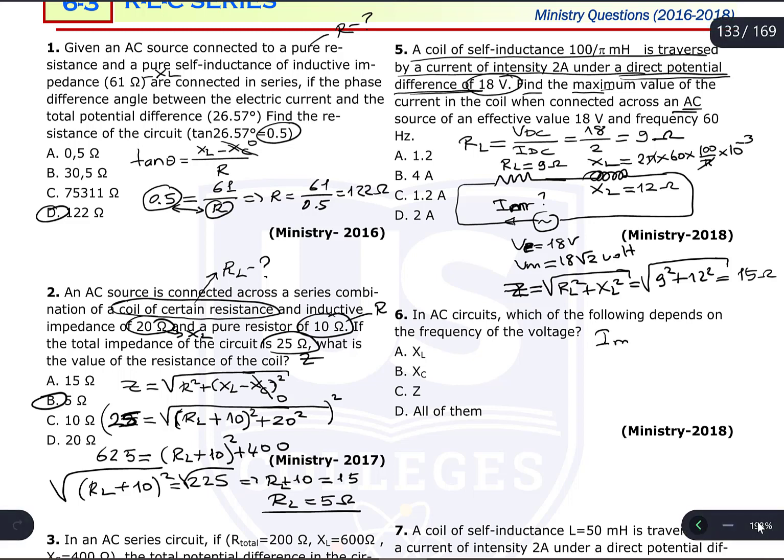After that, I will calculate the maximum value of the electric current, which is maximum potential difference divided by Z. Maximum potential difference is 18 root 2 divided by Z. Z is 15. So 18 divided by 15 is 1.2. So 1.2 root 2 ampere is the answer. The choice is going to be A, 1.2 root 2 ampere. So A is the correct answer.